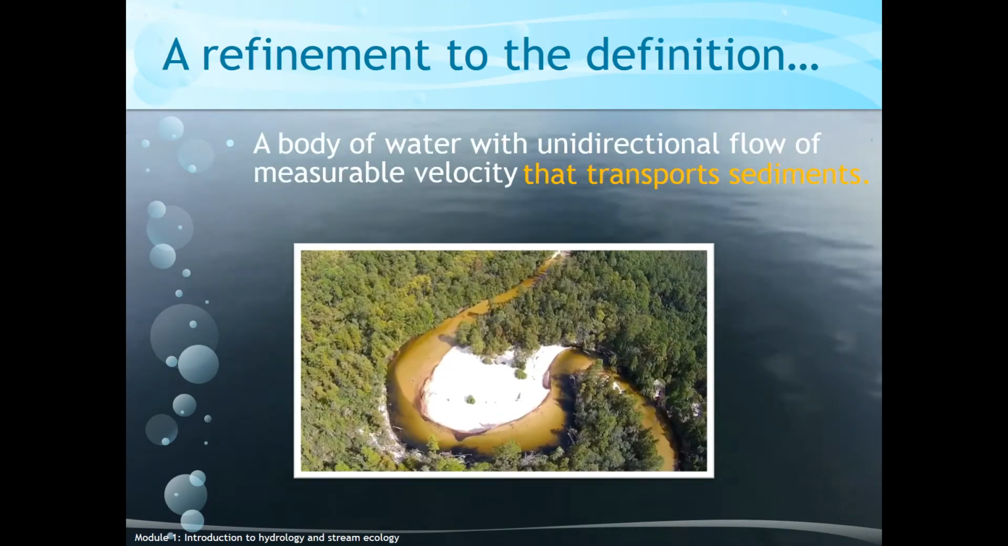A slight refinement to this definition adds that streams transport sediments. This is an important but overlooked aspect of stream function. In this aerial photograph of the Blackwater River in the Florida Panhandle, we can see a large sand deposit that's resulted from materials being eroded from further upstream. When a stream is functioning properly, it's in a state of dynamic equilibrium between erosion and deposition. And when this equilibrium is not maintained, streams develop characteristic patterns that can be observed and measured.